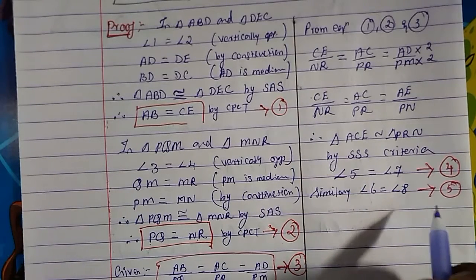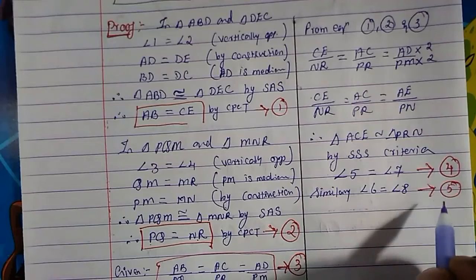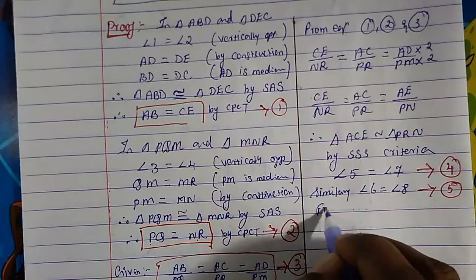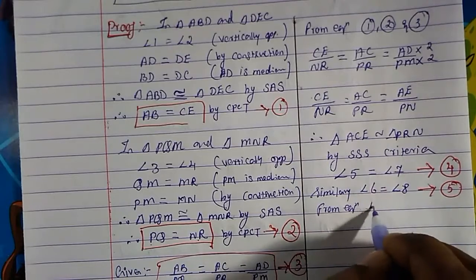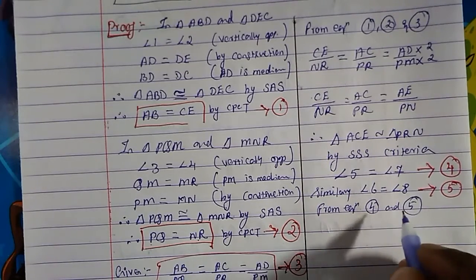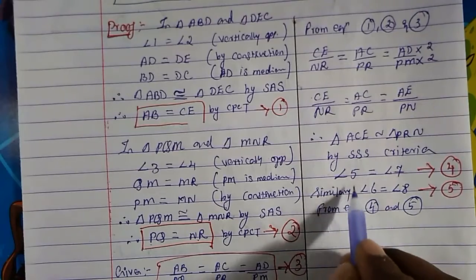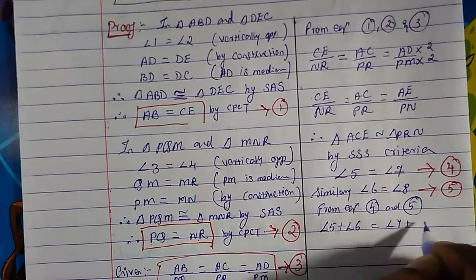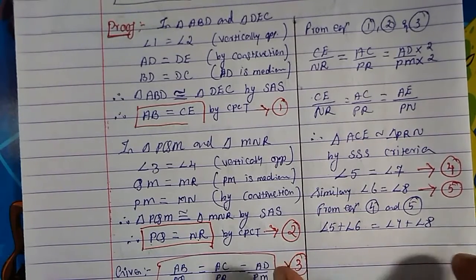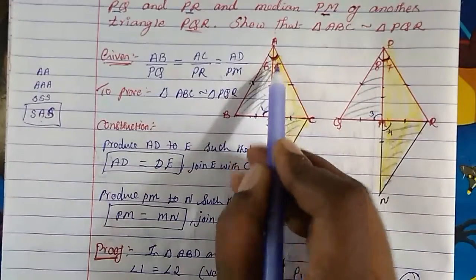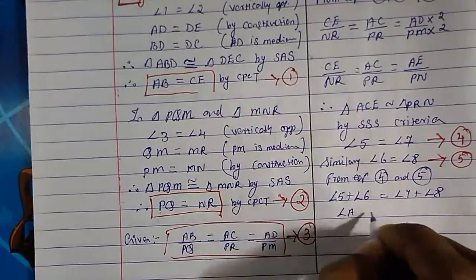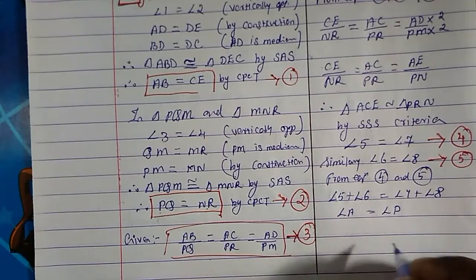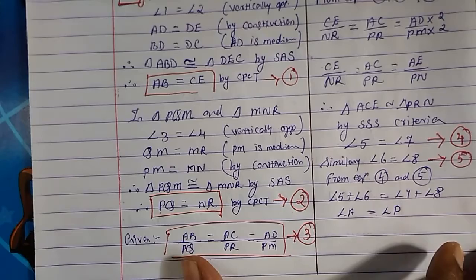So from equations 4 and 5, what we have is angle 5 plus angle 6 is equal to angle 7 plus angle 8. Together, 5 plus 6 becomes angle A, and 7 plus 8 becomes angle P. So that means angle A is equal to angle P. So now let us come to the triangles.